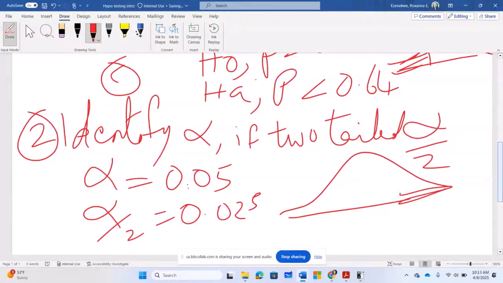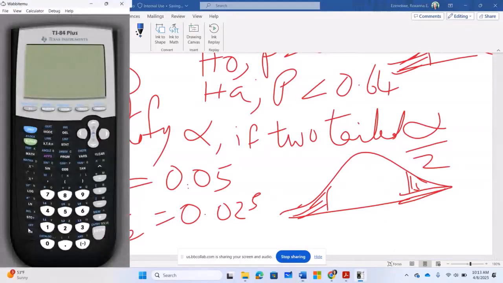And then, if you're told to find a critical value for 5% two-tailed, we did it last week, but I want to remind you that you can find the critical value: inverse norm 0.025. You can find it with your chart, but I hope you don't waste all your time because you have 20 questions in the test on the 22nd.